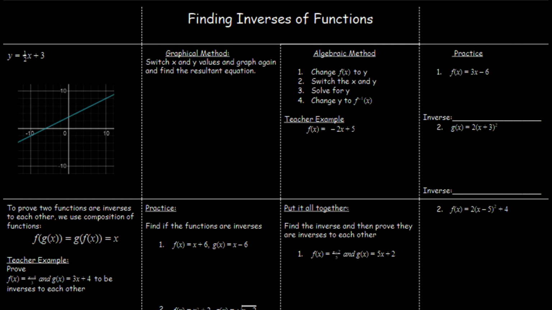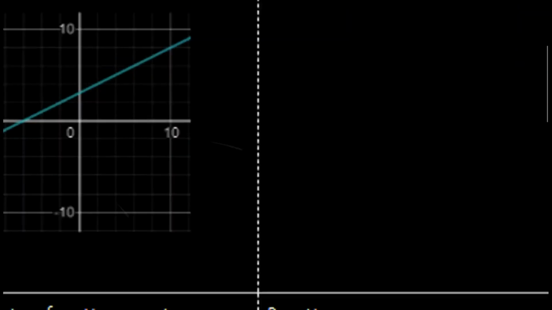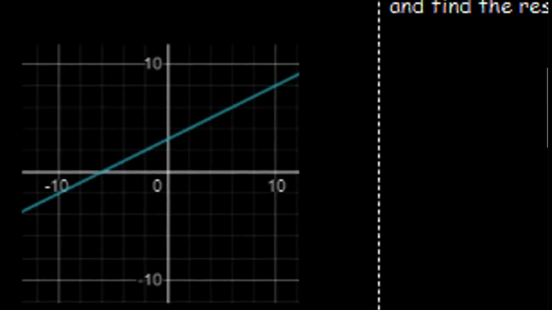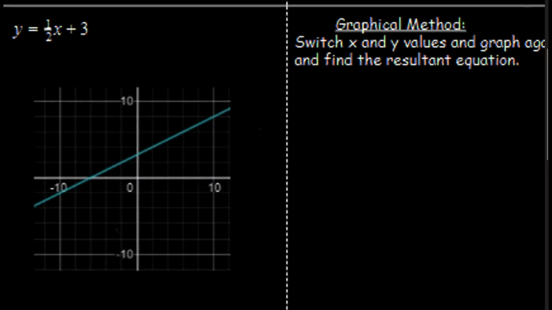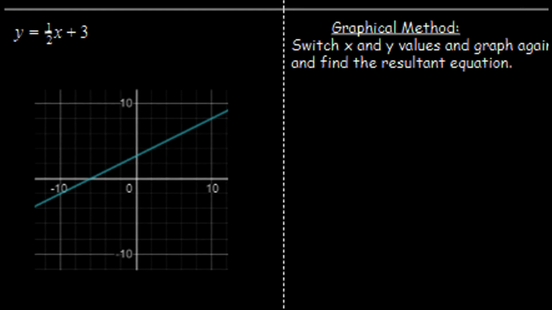All right, so the first thing that we're going to do is inverse on a graph. Kind of like I just showed you with the patty paper. Okay? So here I'm given the line y equals 1/2 x plus 3, and they have so kindly drawn it for you on the graph. How nice of them, right?